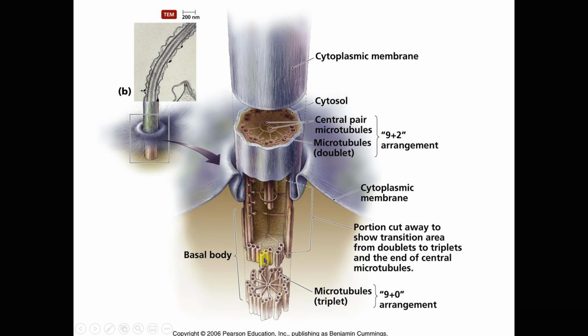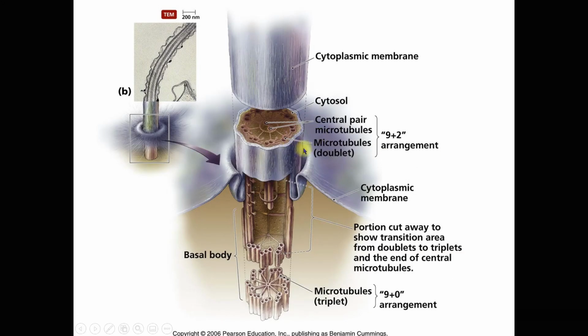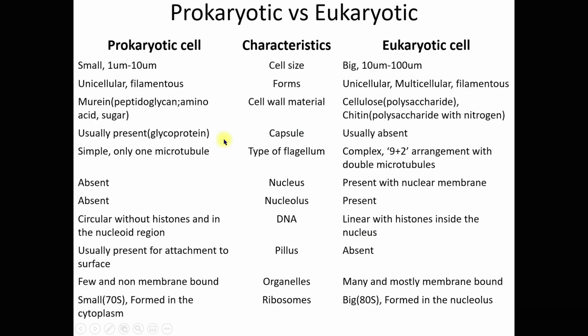This is the flagella at their basal body, and this is the tail itself. The tail itself is a 9+2 arrangement with doublet microtubules. So I will change it here: 9+2 arrangement with double microtubules. So this is their type of flagellum. When it comes to the basal body, it is a 9+0 arrangement with triplet microtubules. But when it comes to the flagellum, we want to focus on the flagellum itself, so it is a 9+2 arrangement with double microtubules. So please make the proper arrangement, the errata, in your module.